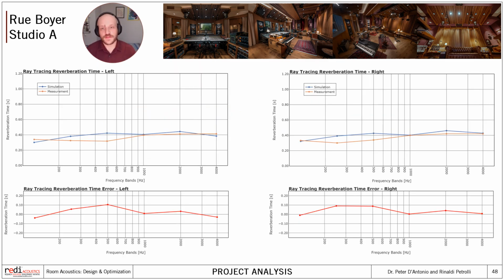And in the same format, we can now see the reverberation time for Studio A, both simulated and measured. As mentioned earlier, the results are generally within the 0.1 second range, with the largest differences occurring between 125 and 500 Hz, likely due to the presence of furniture, which was mostly unaccounted for in the simulation.